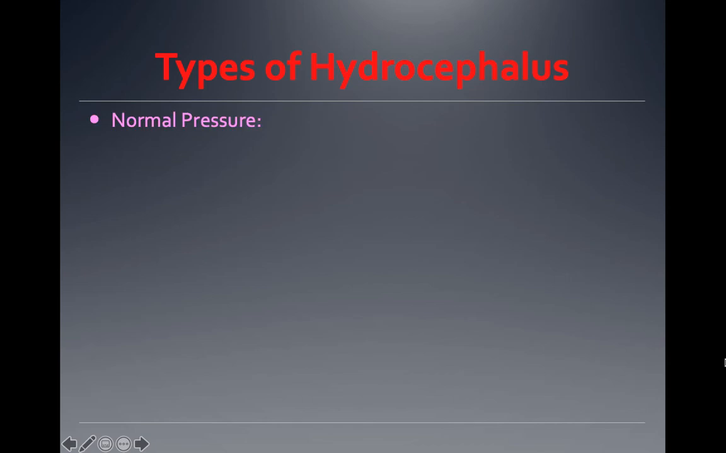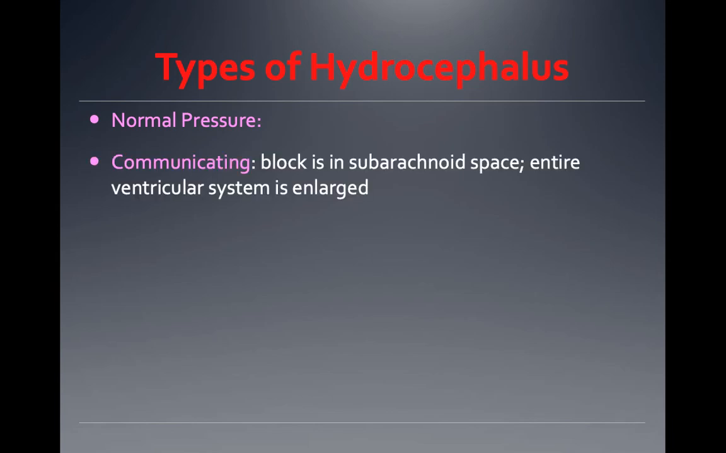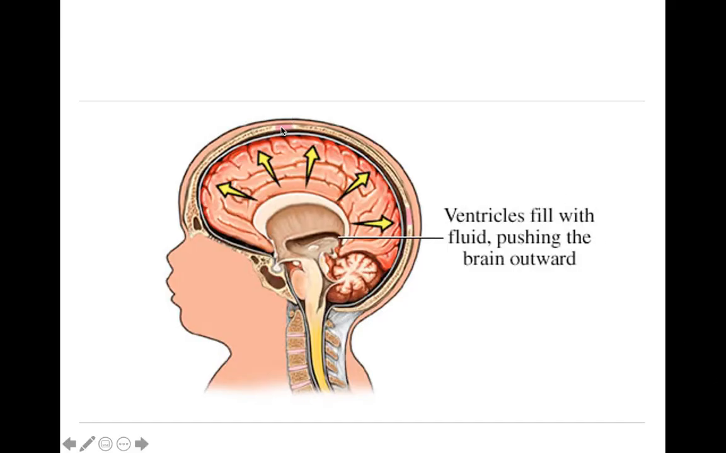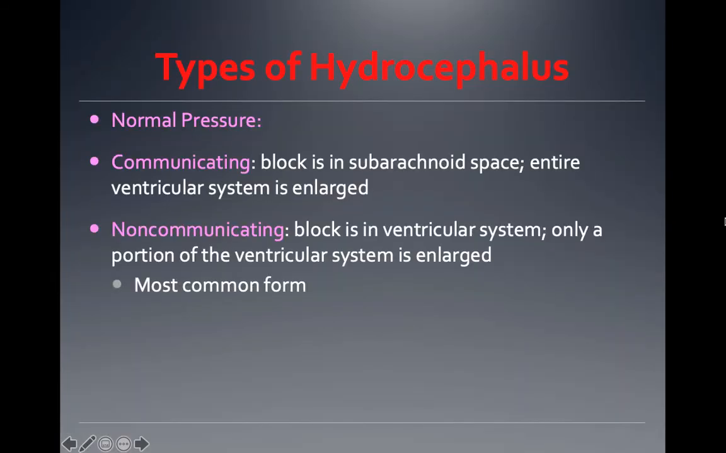So types of hydrocephalus, you have one that's normal pressure hydrocephalus. This usually occurs in the elderly. Then we have communicating hydrocephalus, and we're going to go through each of these. And the block is in the subarachnoid space. And of course, let's go back to this picture just real quick here. That's going to be this space right underneath here.